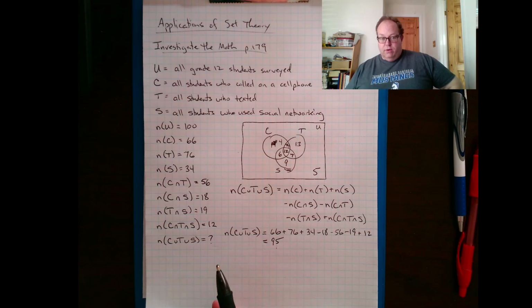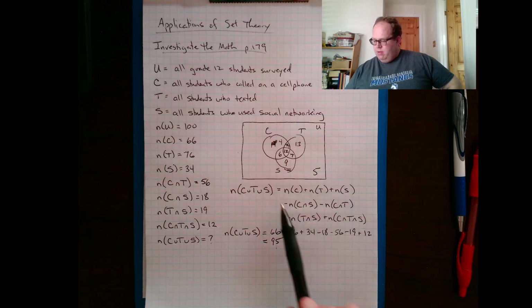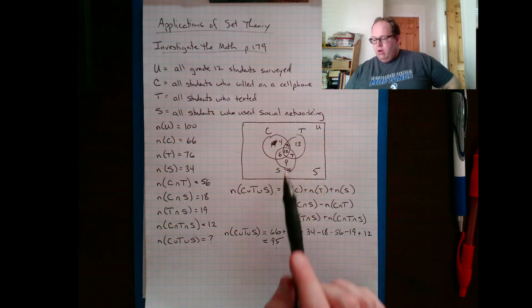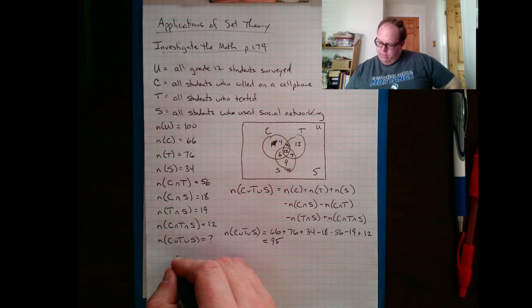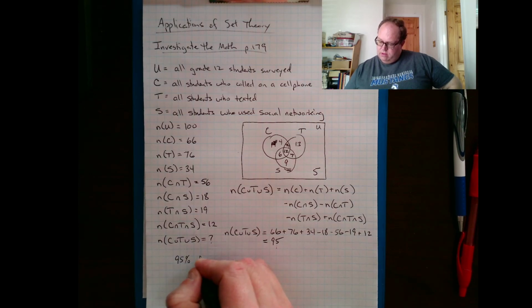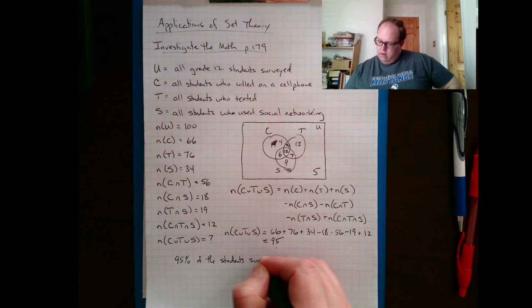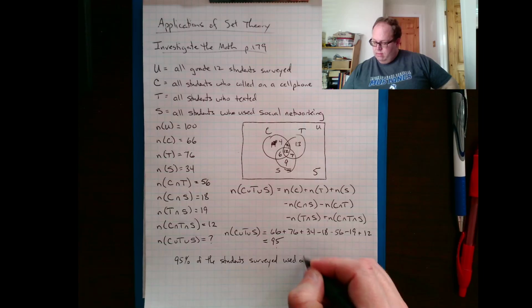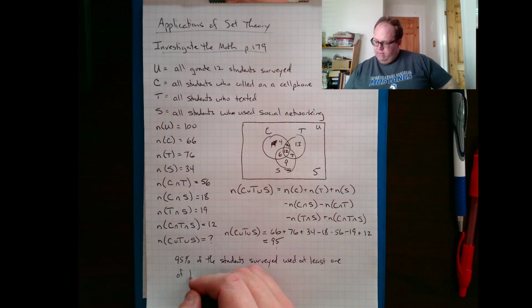So 2 ways you can go with this. Once you've identified everything you've been told and set up a Venn diagram, you can put together an equation for the math of it and work that out, or you can fill in the Venn diagram and get your numbers from there. Either way, 95% of the students surveyed used at least one of these methods of communication in the last week.